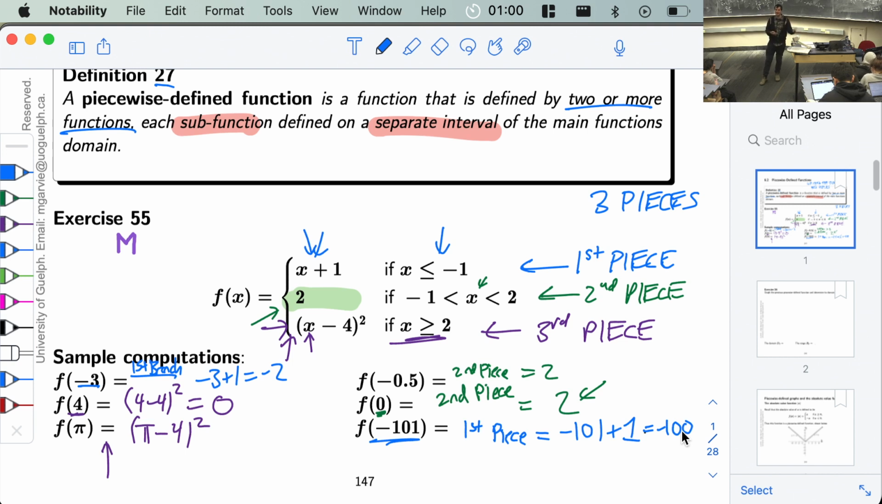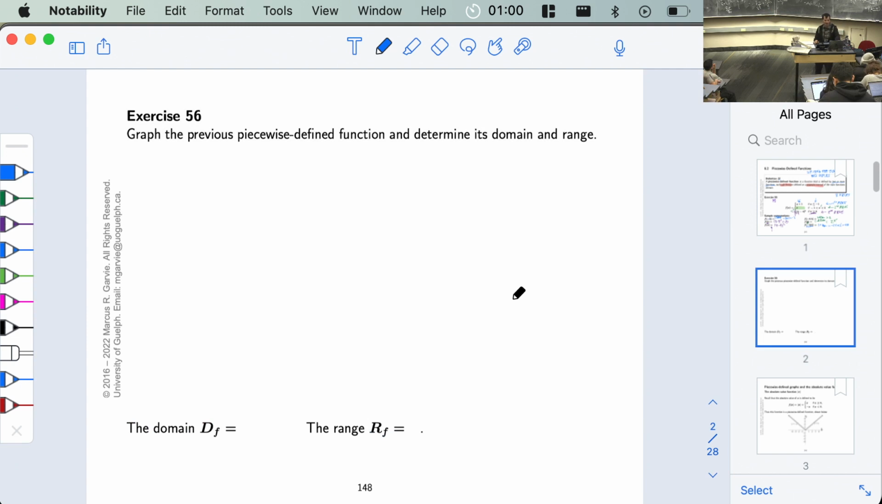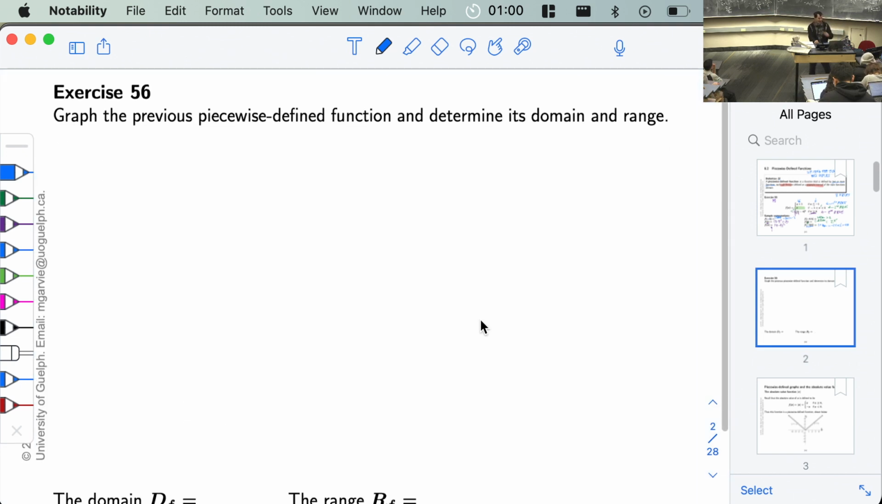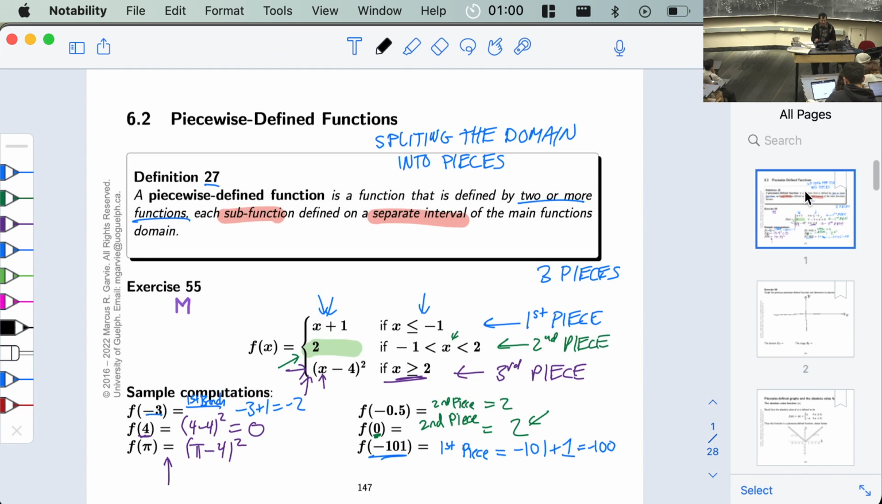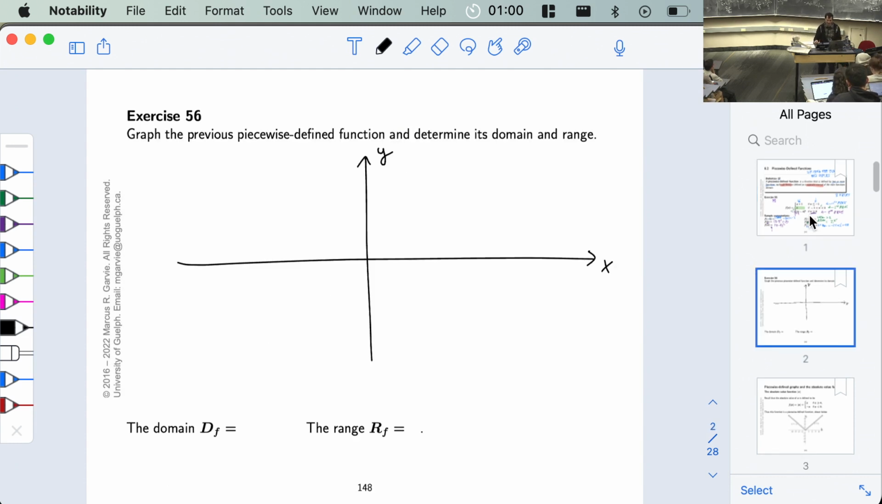The next thing we're going to see is how to graph it. How do we graph a piecewise function? You can take a stab at it yourself. I'm going to start by drawing the axes, an x-axis and a y-axis. Just like our function algebraically had 3 pieces, our graph is going to have 3 pieces. So we're going to split the x-axis, that's the domain, into 3 parts.